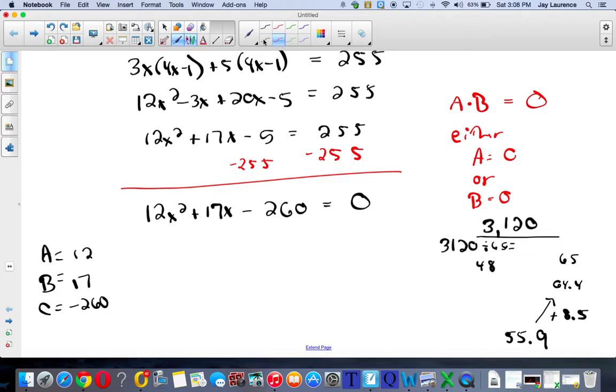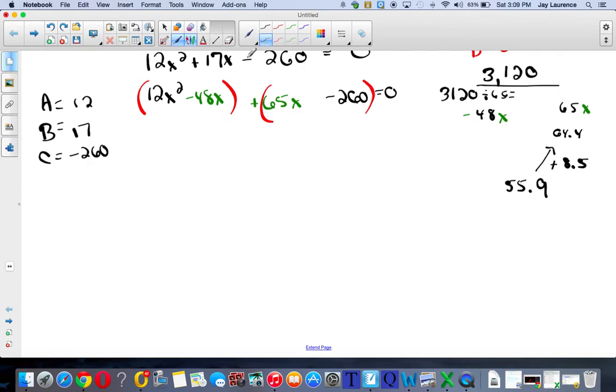So now I come here and I rewrite this. I've got a 12x squared, I've got a minus 260 equals 0. And I'm not going to write the 17x. I'm going to write a 65x and a negative 48x, right? I think I'm going to put the 65 with the 260. It's positive. And then I'll put the negative 48x with the 12x so that I could group them, and I saw a GCF real easy in this first quantity. I don't see one real easy in the second quantity. However, I can kind of cheat and make it work.